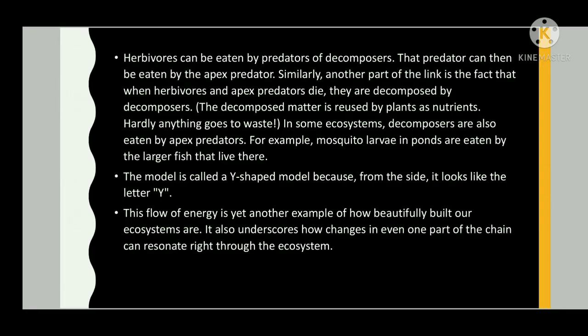In some ecosystems, decomposers are also eaten by apex predators. For example, mosquito larvae in ponds are eaten by the larger fish that live there. The model is called a Y-shaped model because from the side it looks like the letter Y. This flow of energy is yet another example of how beautifully built our ecosystems are. It also underscores how changes in even one part of the chain can resonate right through the ecosystem.